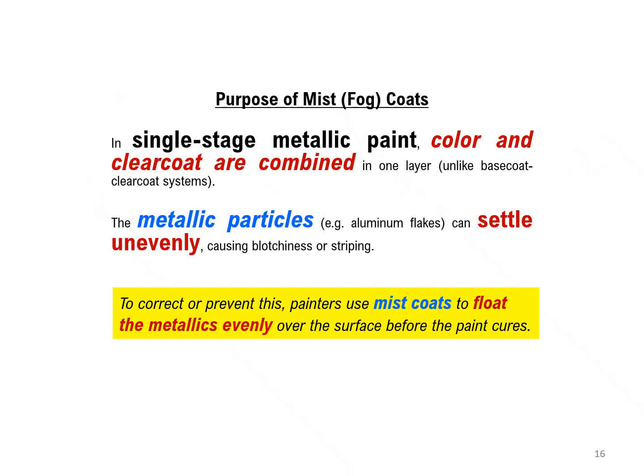What is the purpose of this coat? In single stage metallic paint, color and clear coat are combined in one layer, unlike a base coat clear coat system. In that case, the metallic particles, like aluminum flakes, can settle unevenly, resulting in striping. To correct this mistake, painters apply a mist coat to float the metallic particles evenly over the surface before drying of the paint.